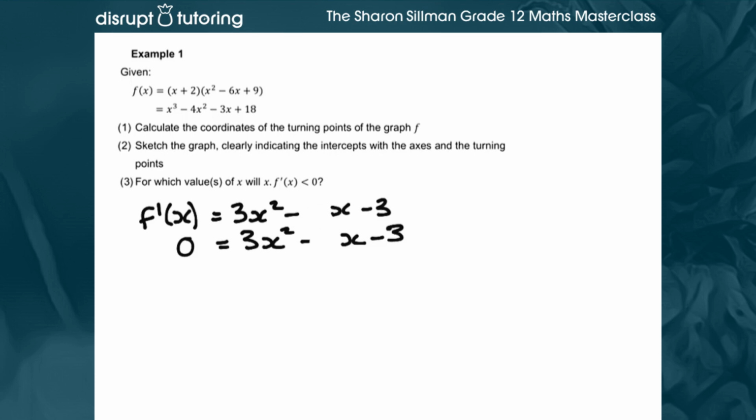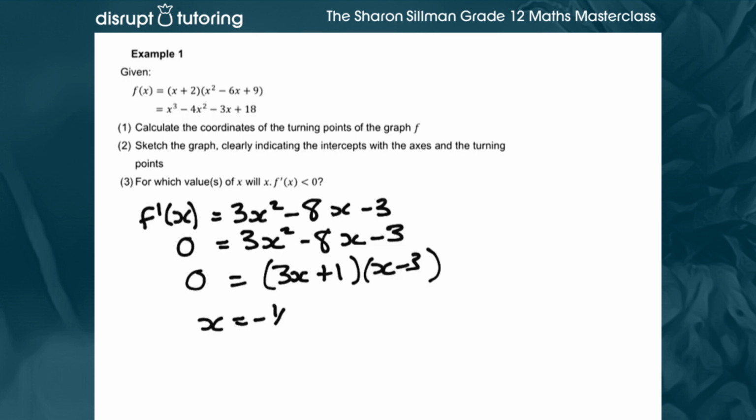I do apologize. Apparently I think 2 times 4 is 4, but it's 8. We then want to factorize in order to solve for x. And then we get our 2 x solutions. x is equal to negative 1/3 or x is equal to 3. Those are our x coordinates of the turning point, but we now need to find the coordinates of the whole turning point. So we need the corresponding y values.